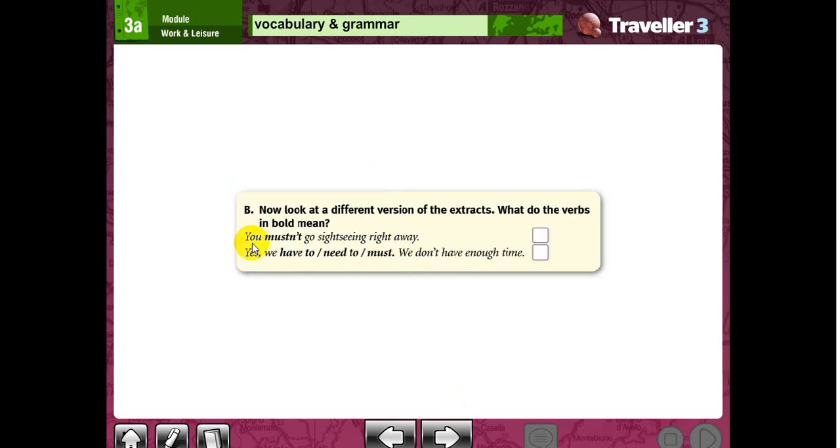But when we say you mustn't go sightseeing right away, yes, we have to, yes, we need to, yes, we must. We don't have enough time. There is a big difference between both of these sentences. You mustn't go sightseeing right away. It is wrong to do it. But when we use have to or need to or must, it is necessary.